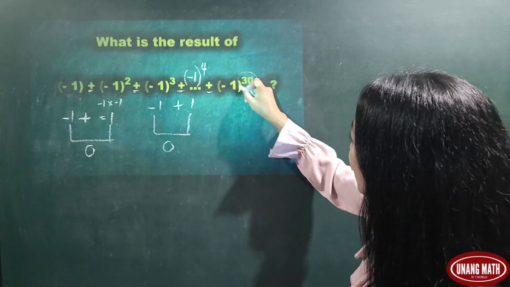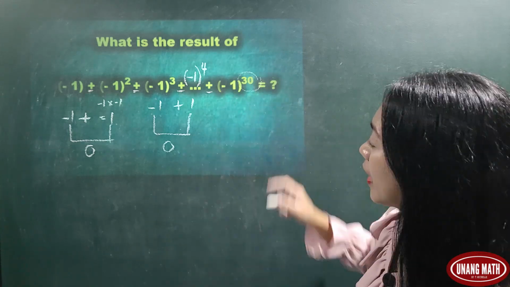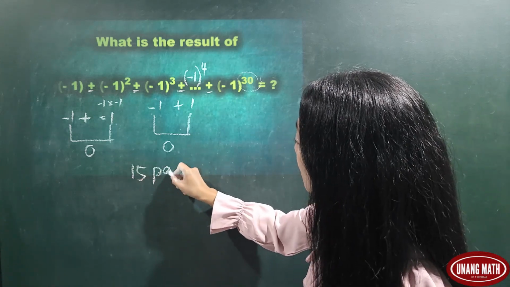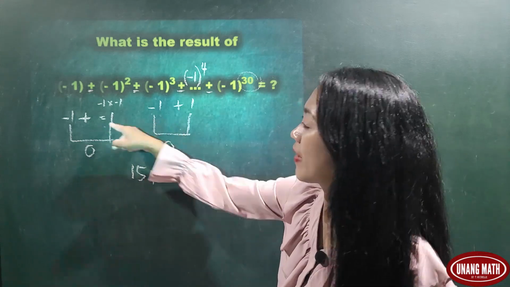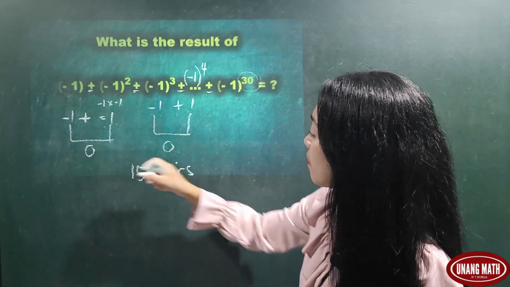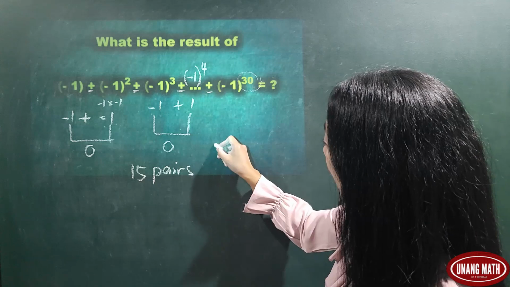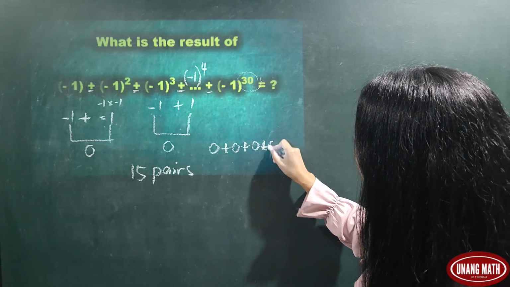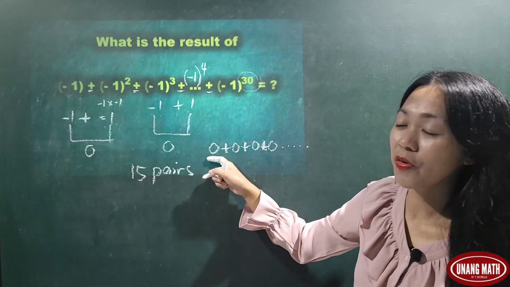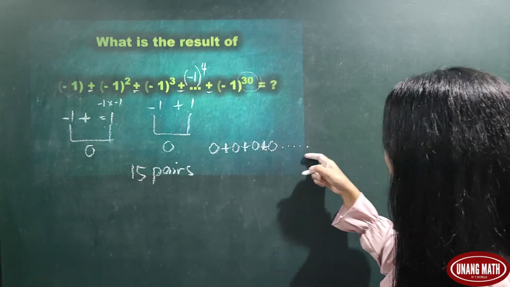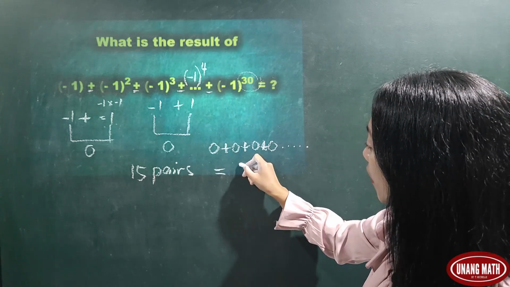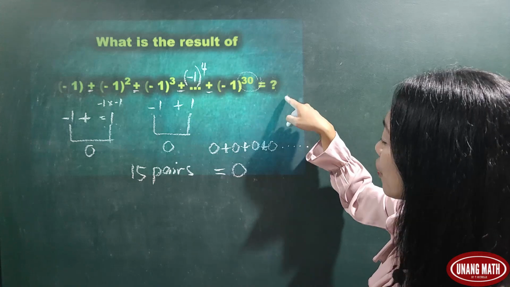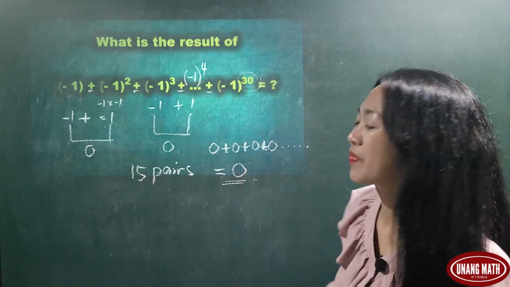Okay, the last exponent is 30. So that means there are 15 pairs like this. So it means we need to add 0 fifteen times. And 0 plus 0 plus 0, 15 times, this one is still equal to 0. So the result or the answer for this problem is 0.